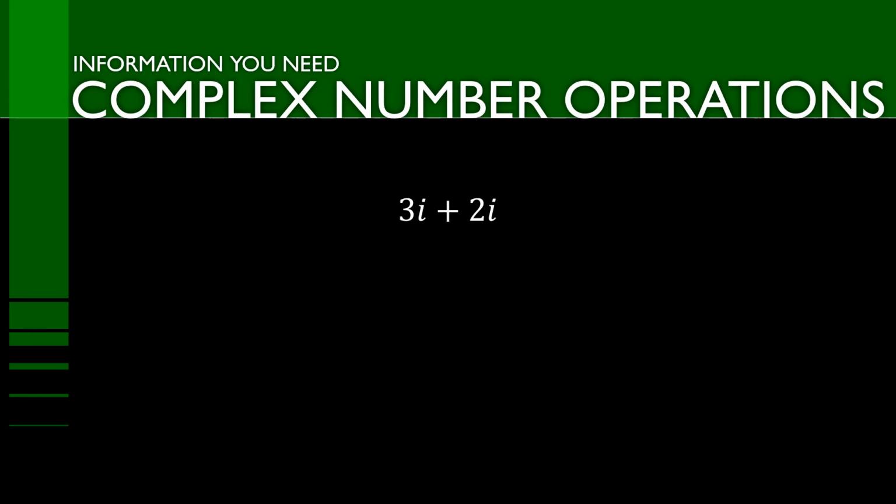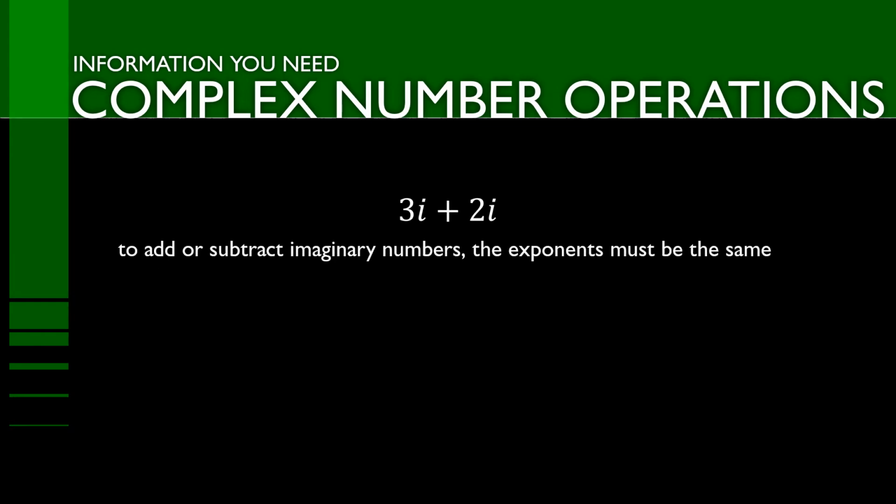If you have 3i plus 2i, your i's are exactly the same. They're both the same variable, and they have the exact same exponents. So since they're the same variable and have the same exponents, we can then just add the coefficients, and we get 5i, and that's the solution.